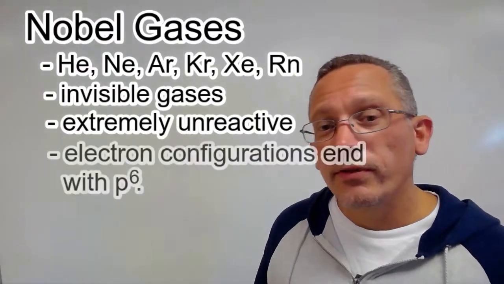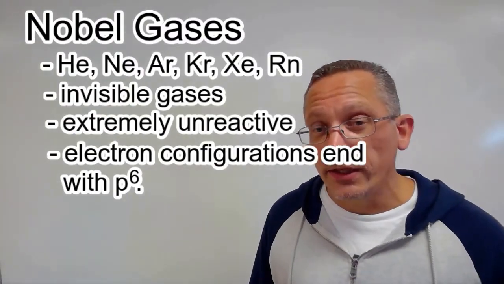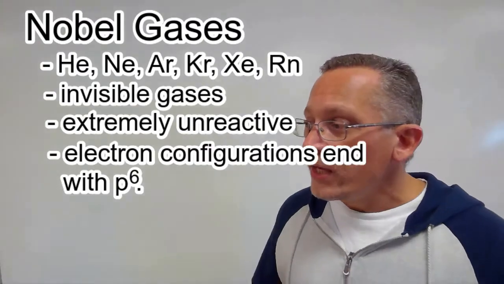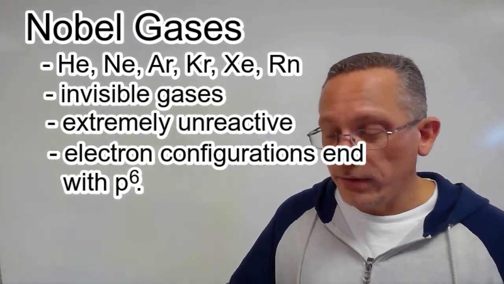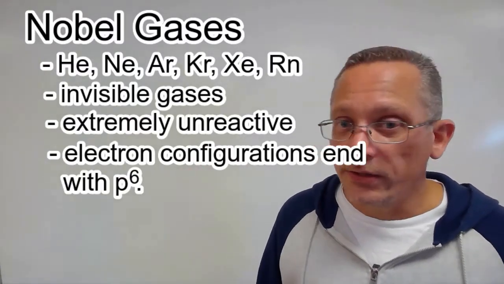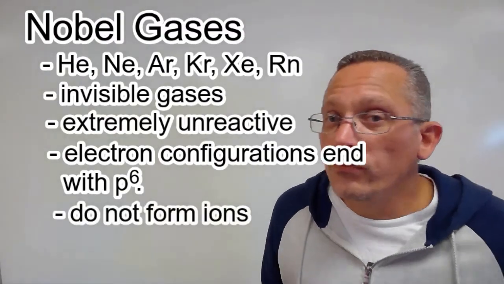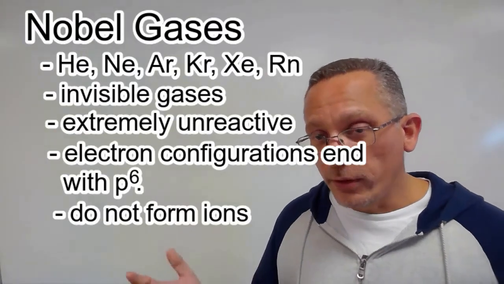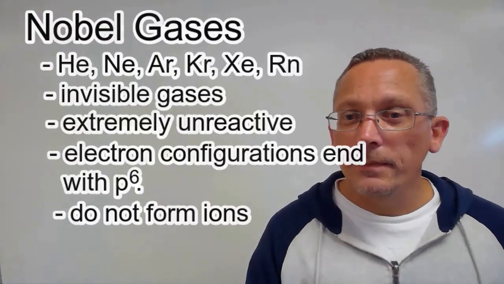They all have electron configurations that end with a p6, except for helium, which is only a 1s2. So either way, they have a full valence electron level. Their last orbital is completely full, which is why they don't like to react. And as far as forming ions, the noble gases don't form any ions because that last outer orbital is full. And they're happy, and they don't want to do anything.